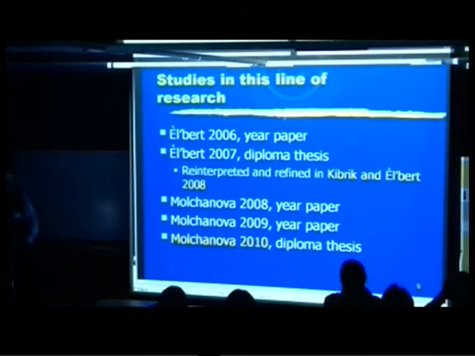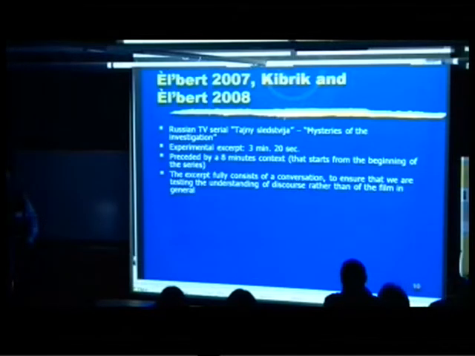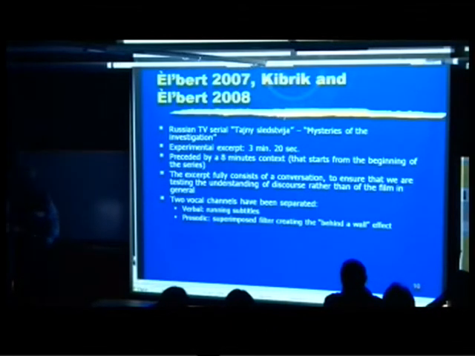There was an experimental excerpt that was preceded by a context excerpt, and the specific technique to separate 2 vocal channels, the verbal channel and the prosody, was to use running subtitles for the verbal component. And for prosody, we used the filter that was superimposed on the sound signal to create this behind-the-wall effect. There were about 100 participants in this experiment, and as I said before, 8 experimental groups.